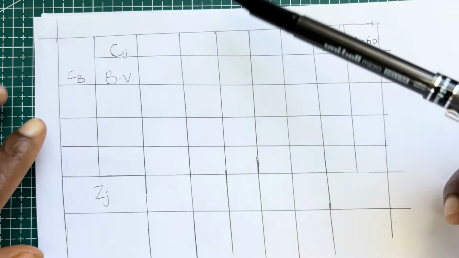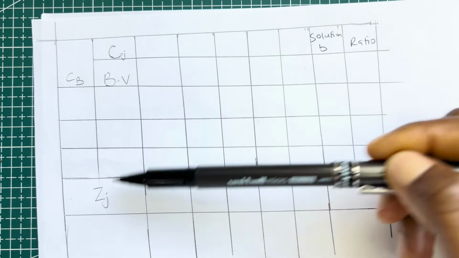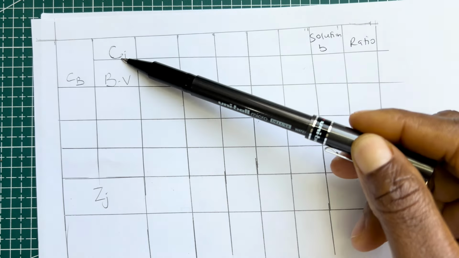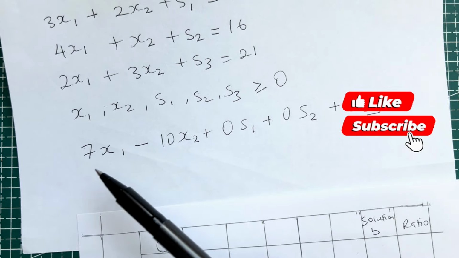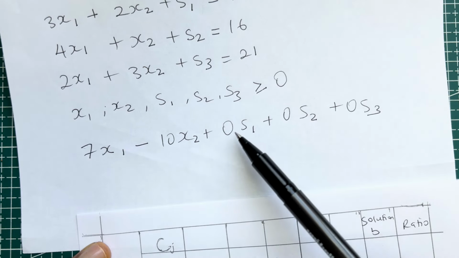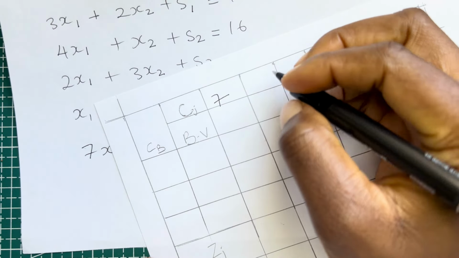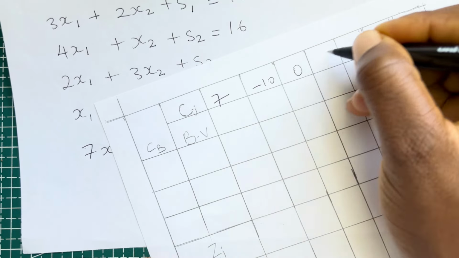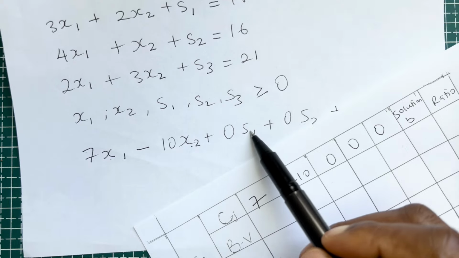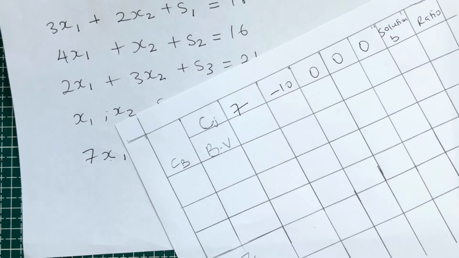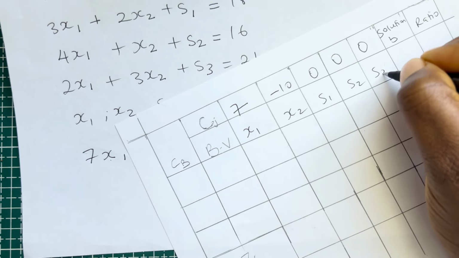From our table here, we have Cj, we have BV, we have CB, we have Zj, we have the solution, we have the ratio. The Cj is the coefficient of our objective function. From here, we have the coefficients of the objective function to be 7, minus 10, 0, 0, 0. So we're going to add that here. For this row, we have x1, x2, s1, s2, and s3. Now we're going to represent it here.